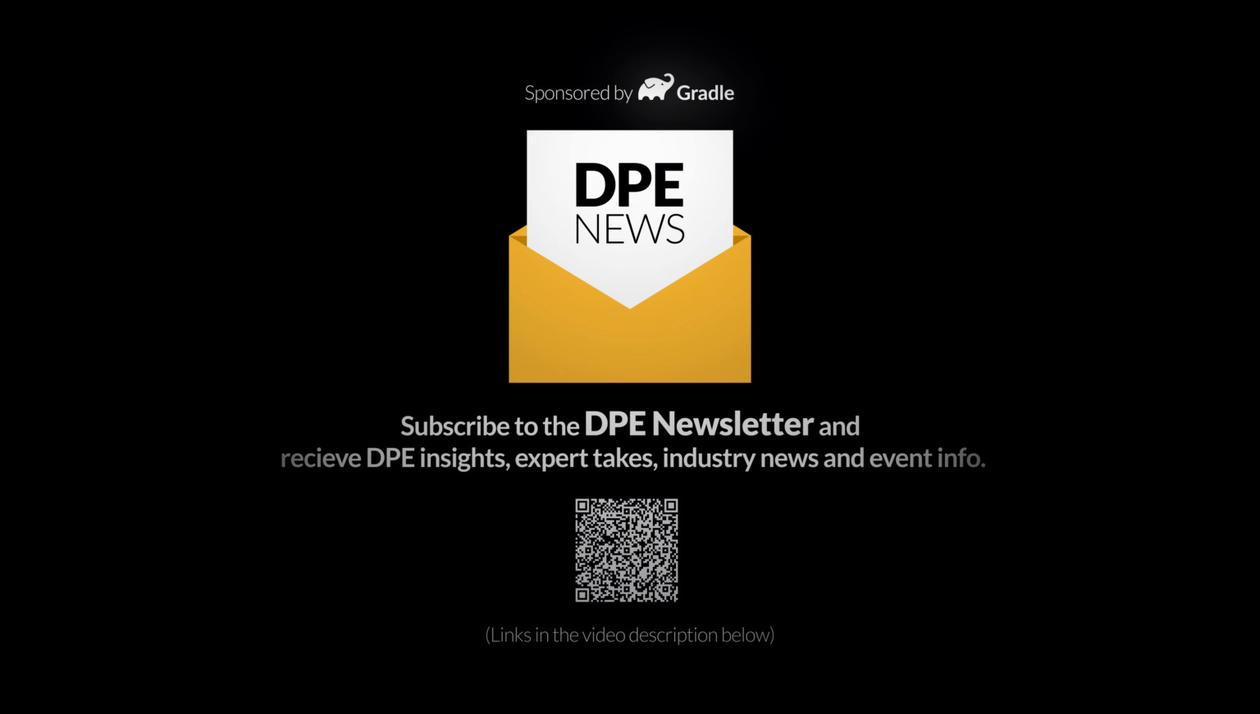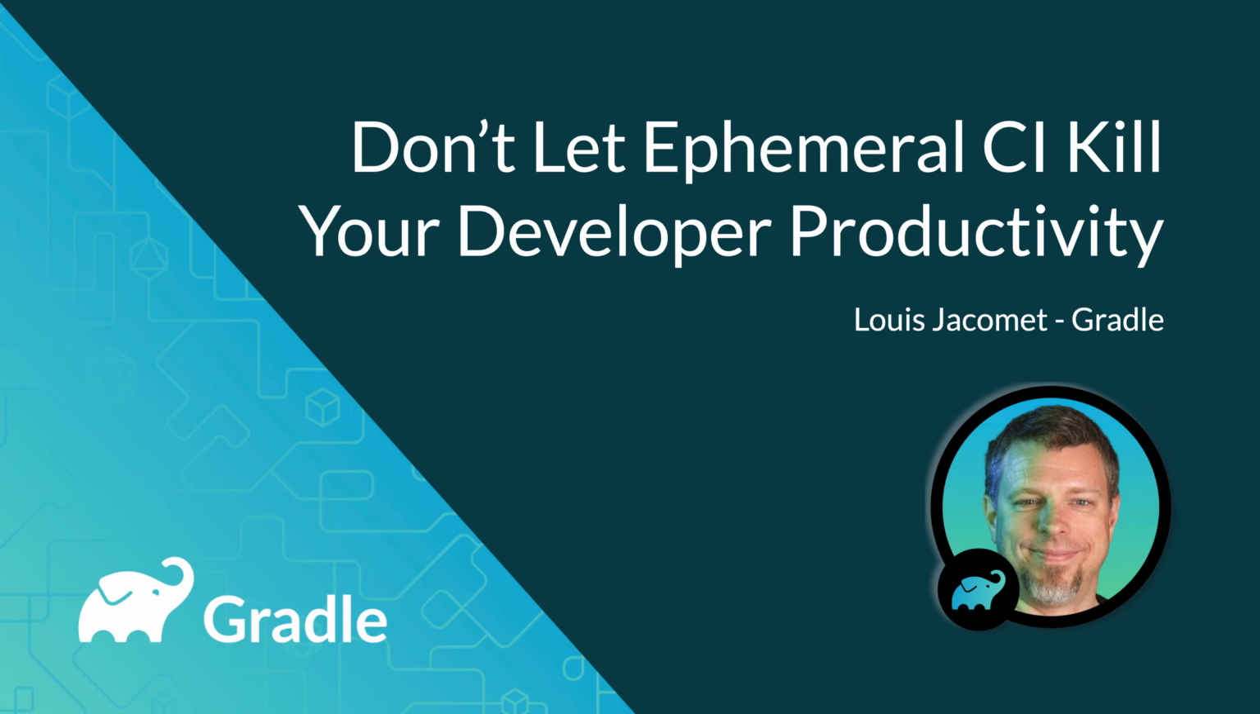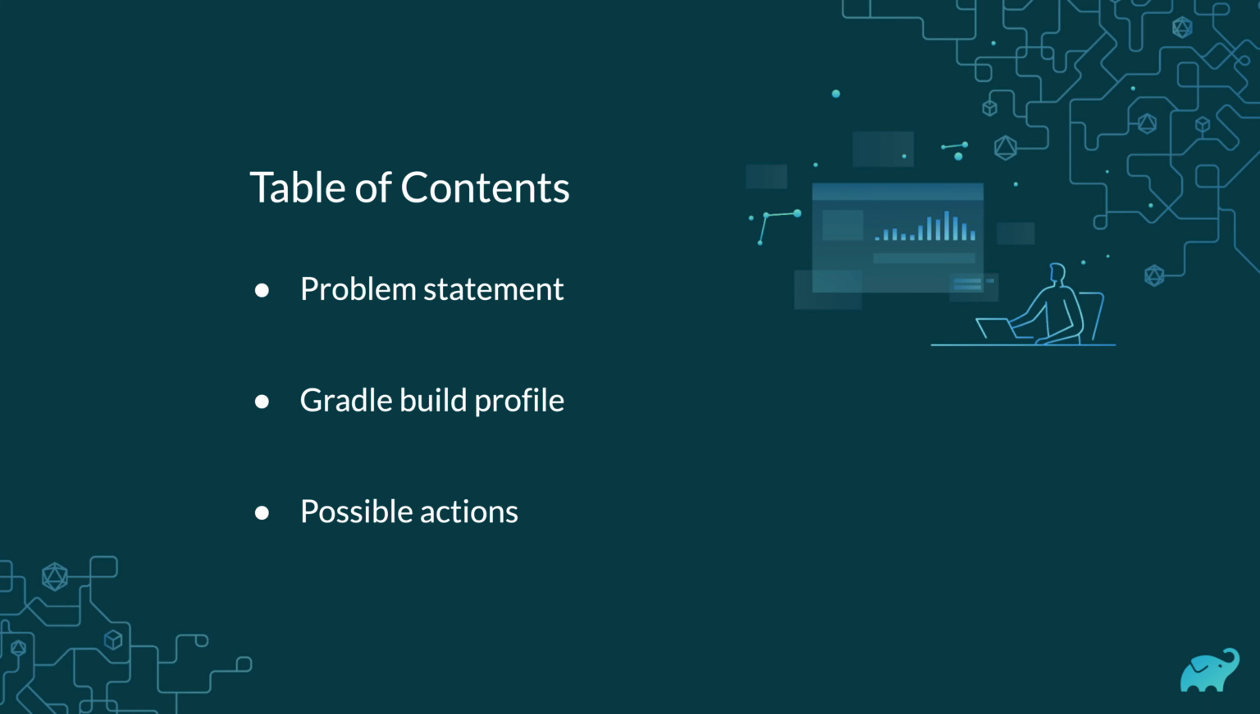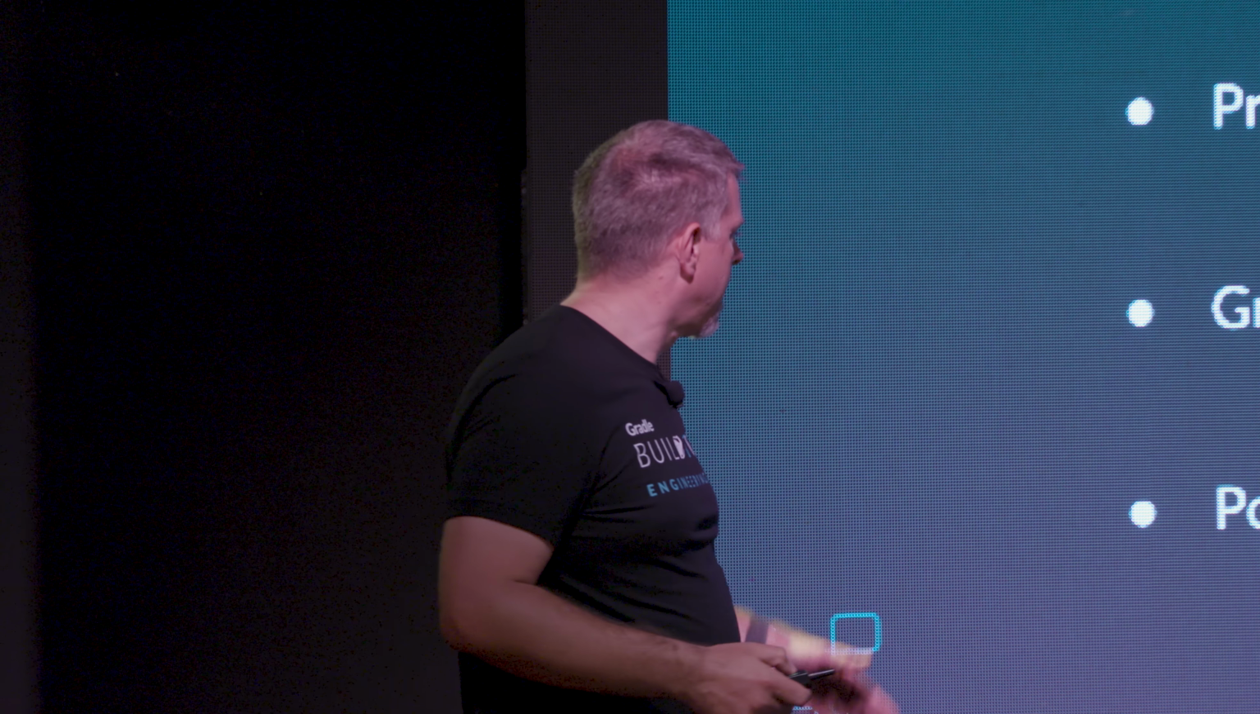And today what I want to discuss is the fact that this ephemeral CI trend may have pretty severe impacts on your build times if you don't pay attention to the details. And given the topic of the conference, don't let it kill your developer productivity. So we'll go over the problem statement, look a bit in detail into the Gradle build profile, and then see the possible actions we can take.